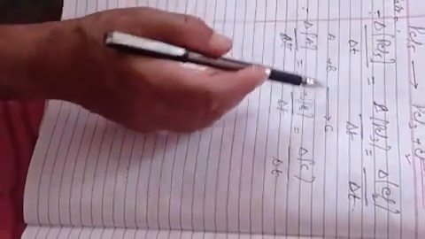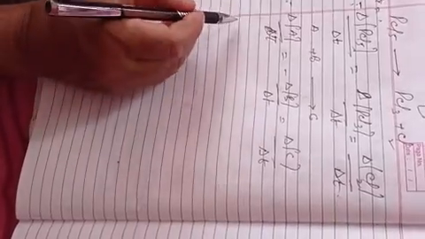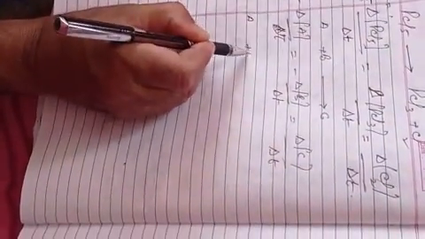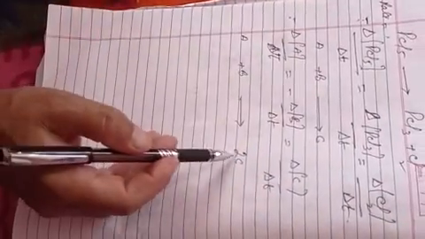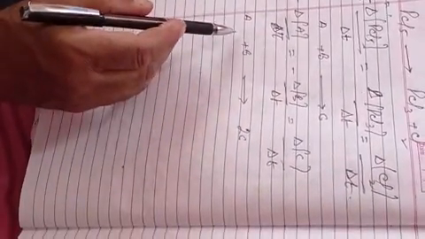Now, in these reactions, the stoichiometric coefficients are the same. Now, I will write a reaction A plus B gives twice C. This is one of the reactions. Here, the stoichiometric coefficients are not the same. Now, what does this mean?